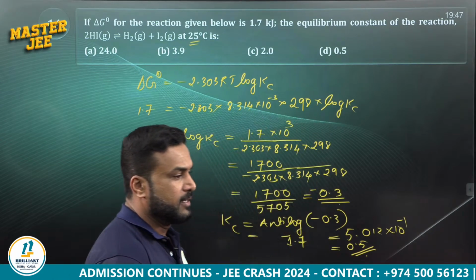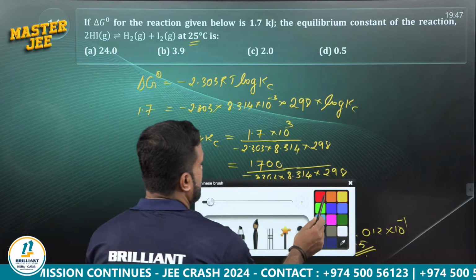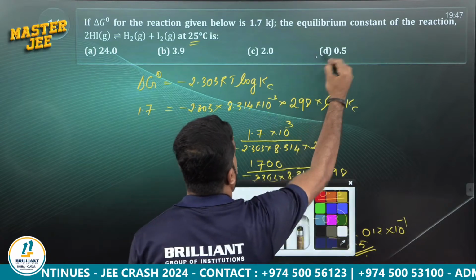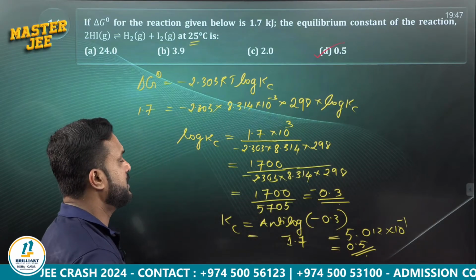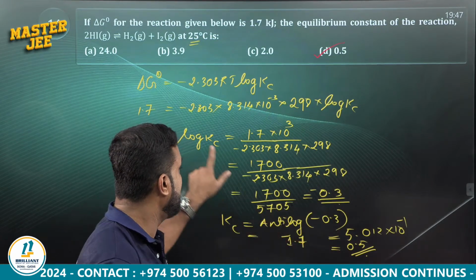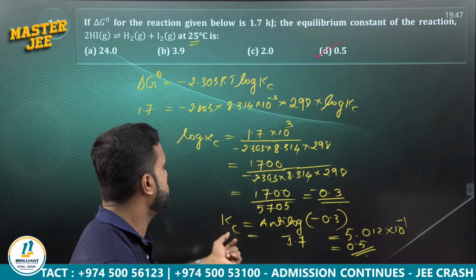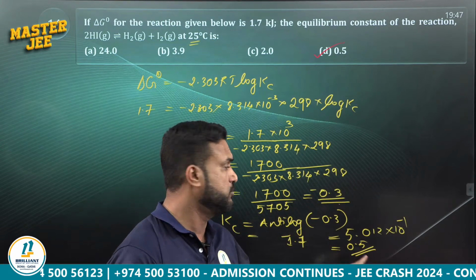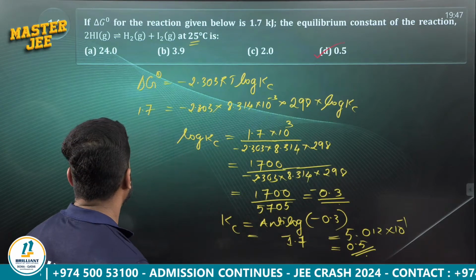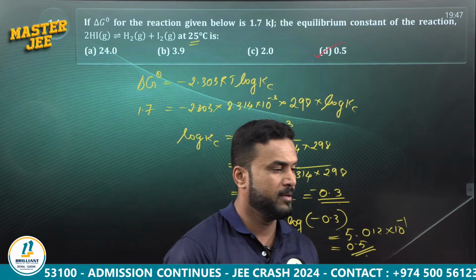Yes, so the correct answer is 0.5, option D. Minus 0.3 is the log Kc value. They are asking about Kc, so we take the anti-log. When you take the anti-log, it will be 0.5. Shall we move to the next one?